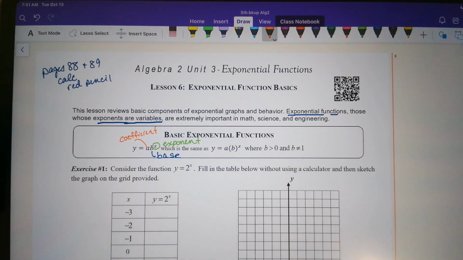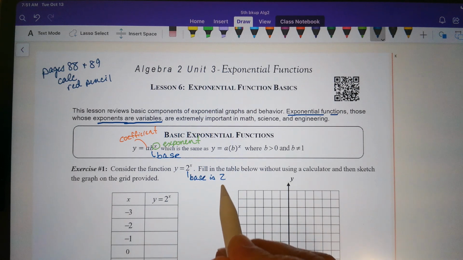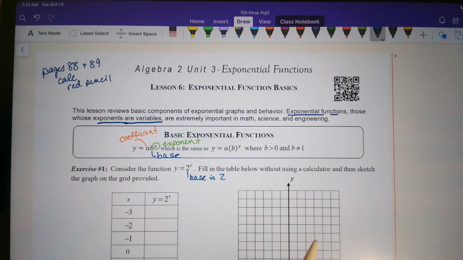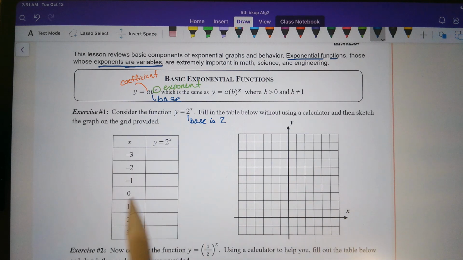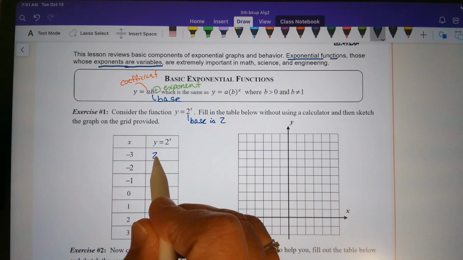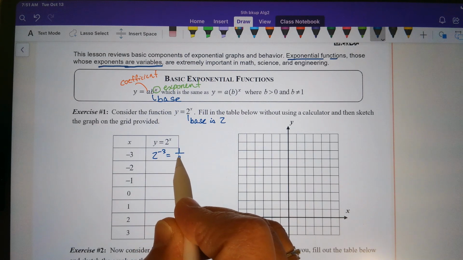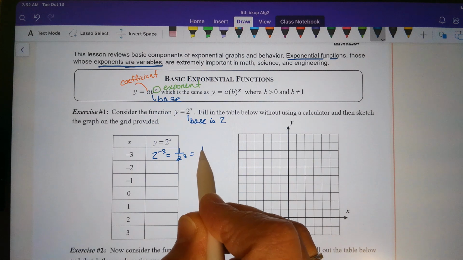Exercise number 1 asks us to consider the function y equals 2 to the x. So the base is 2. Fill in the table below without using a calculator, then sketch the graph on the grid provided. All right, so y equals 2 to the x. We're first putting in a negative 3 for x. So this is 2 to the negative 3, which is the same as 1 over 2 to the positive 3, which would be 1/8.